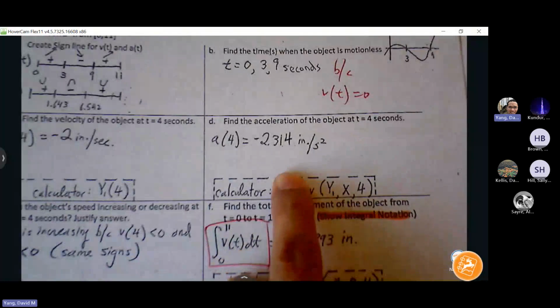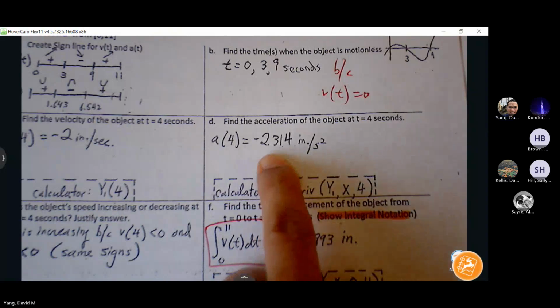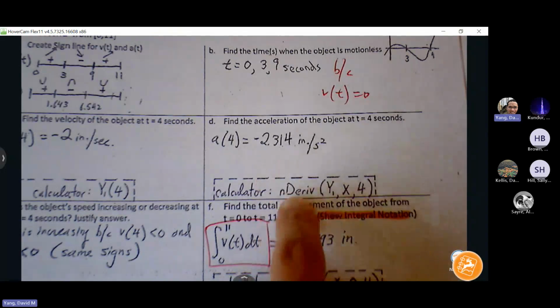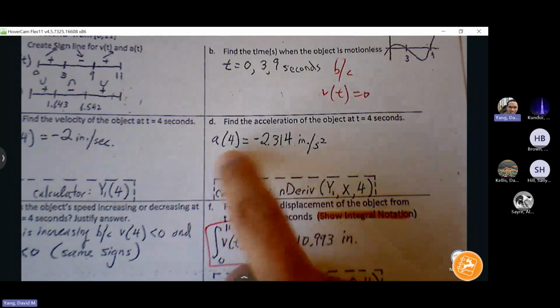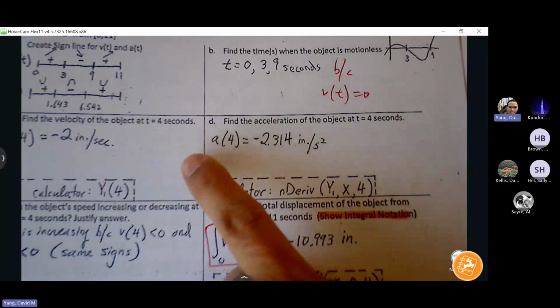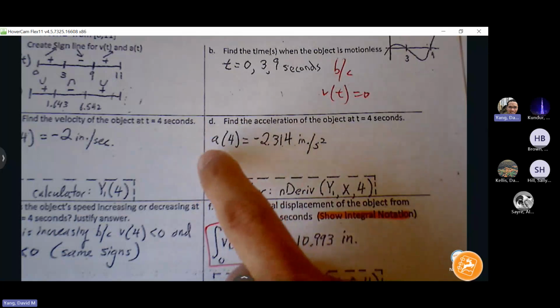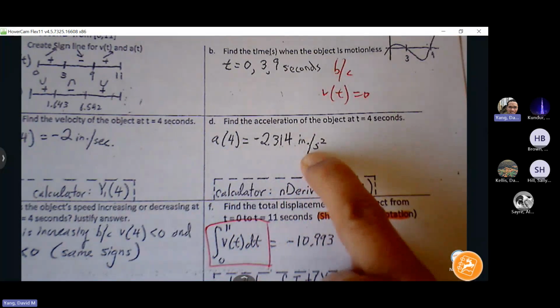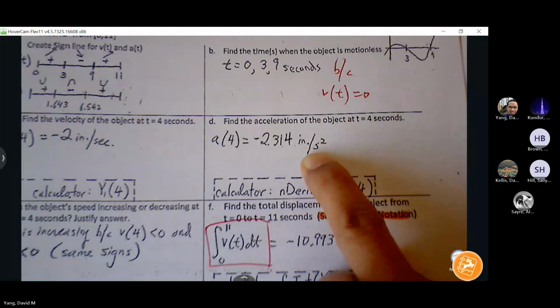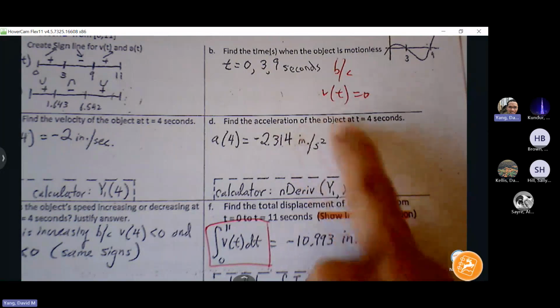Find acceleration. This is your nDeriv feature. So Math 8, nDeriv. Plug 4 into it to have it evaluate the derivative of velocity at 4 to get your acceleration. And your unit of measure, in this case, is inches per second squared. It could be meters per hour squared. It could be kilometers per day squared, right? So something in that form.